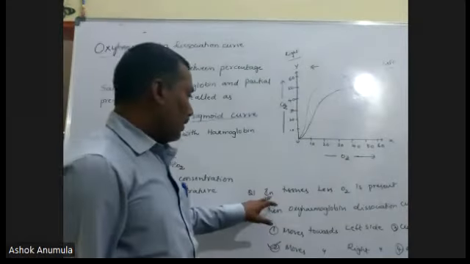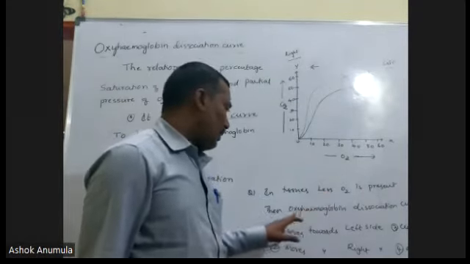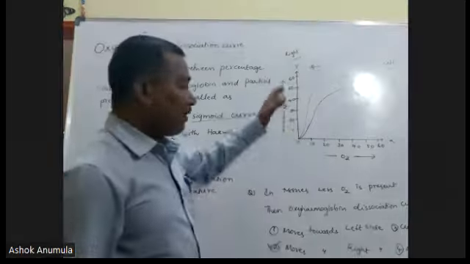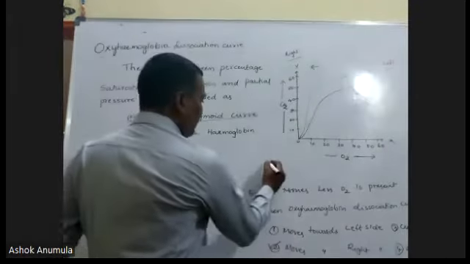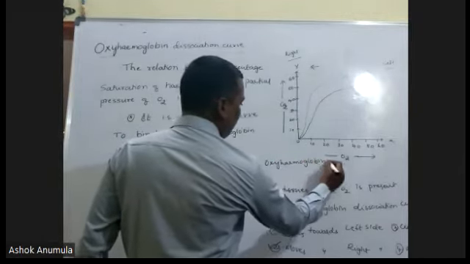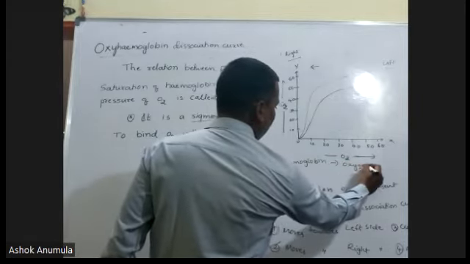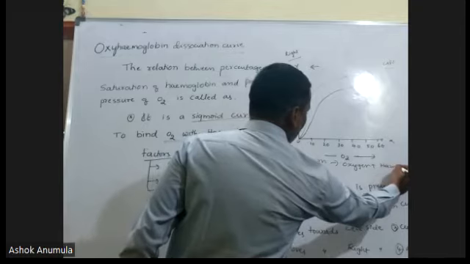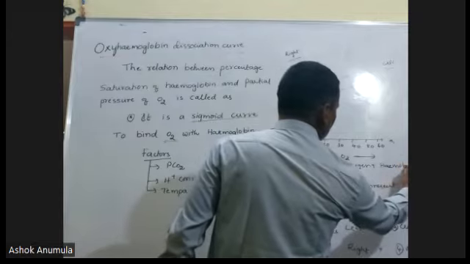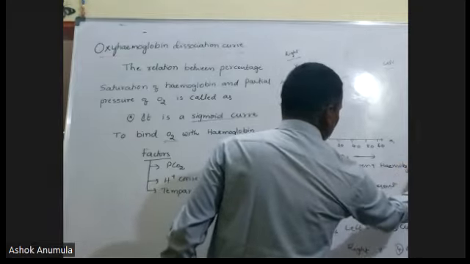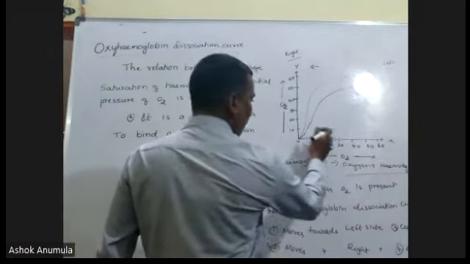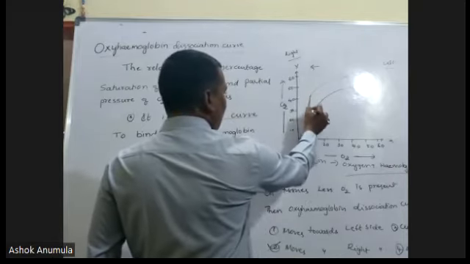Why? Because here they gave that in tissues less O2 is present. That's why oxyhemoglobin must break into oxygen plus hemoglobin. When oxygen is detaching from the hemoglobin, which side must the curve move towards, Nana? Right side.